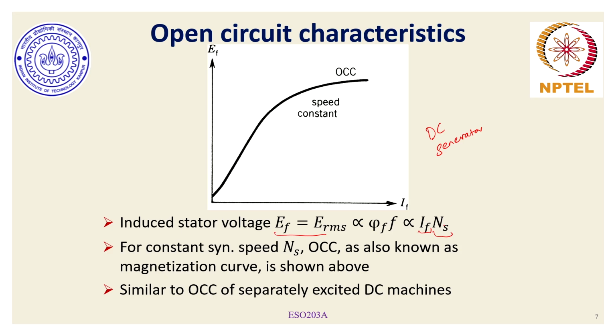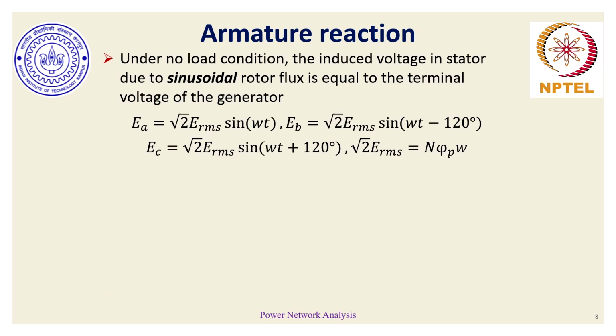It's also proportional to the synchronous speed, and for constant speed, this OCC is also known as the magnetization curve, as shown over here, which is very similar to the OCC for separately excited DC machines. Using this characteristic, one can also find a few important parameters of the corresponding stator windings, which we are avoiding for simplicity in our discussion. So if we talk about the case when stator windings carry load currents, the situation changes dramatically.